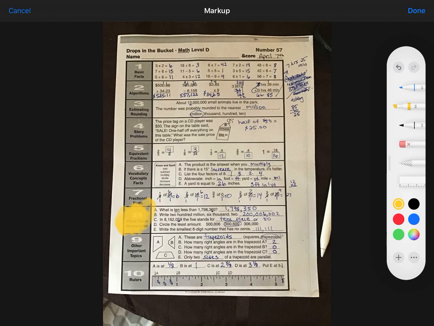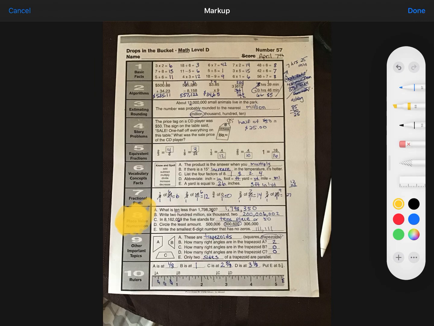Okay, number 8, place value numeration. A, what is 10 less than 1,798,360? So I find the tens place, which is the 6. So I write the same number and go 10 less. So my new number is 1,798,350. Okay, I need to erase that because it's too large.